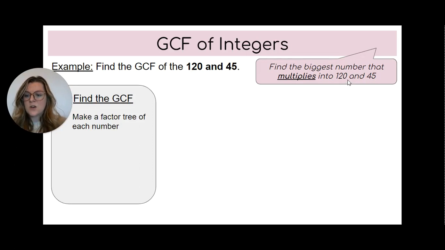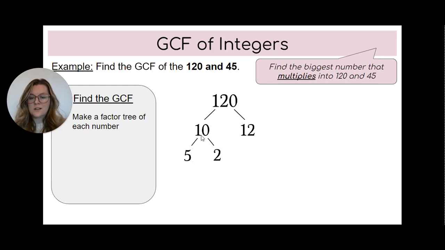So when we're doing this, we are first going to make a factor tree of each number. Now, a factor tree just means, hey, let's break it down into its multiples. So what multiplies to 120? You can do anything that multiplies to 120, and it will get you the same answer. I chose 10 and 12. Well, to get 10, I can do 5 times 2. I can't break down 5 or 2 anymore, so I know I'm done.